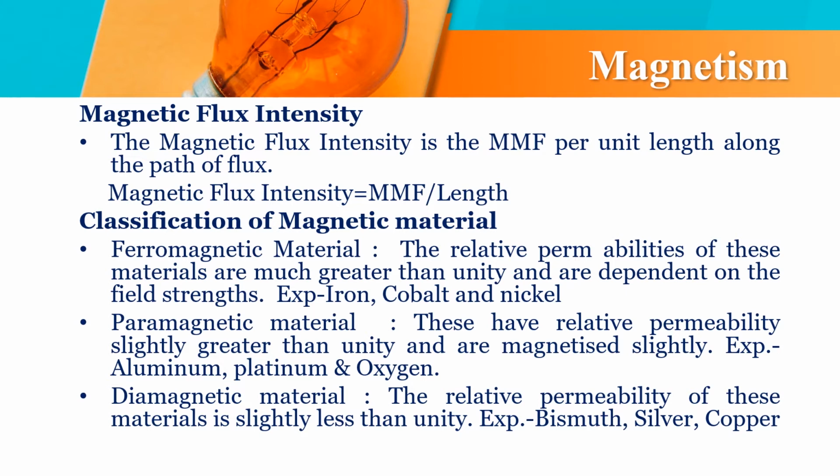Classification of magnetic material. Ferromagnetic material. The relative permeabilities of these materials are much greater than unity and are dependent on the field strengths. For example, iron, cobalt, and nickel. Paramagnetic material. These have relative permeability slightly greater than unity and are magnetized slightly. For example, aluminium, platinum, and oxygen. Diamagnetic material. The relative permeability of these materials is slightly less than unity. For example, bismuth, silver, copper.